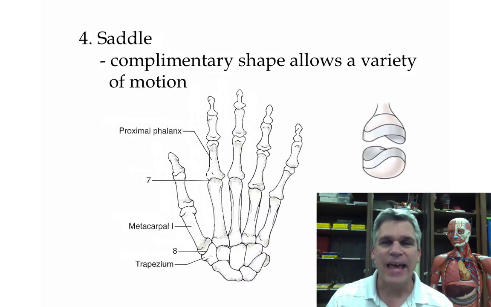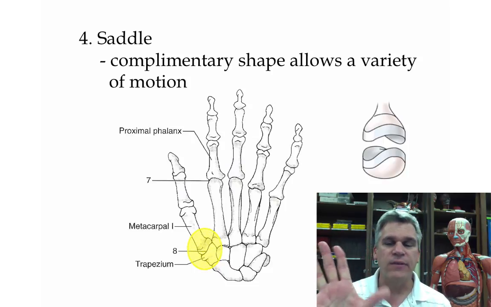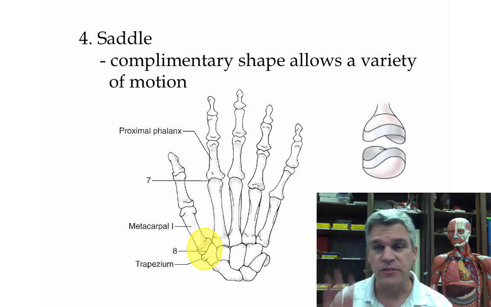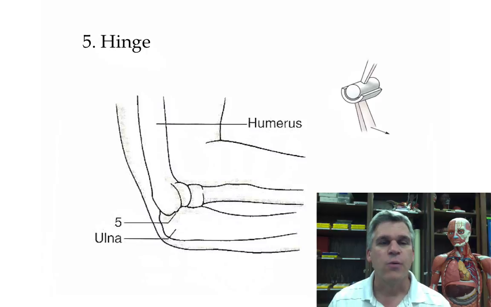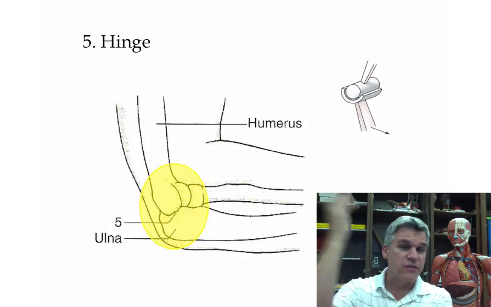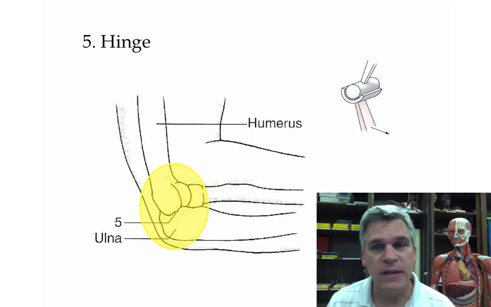Then we have a saddle joint. So a saddle joint is in the thumb. And so this gives us a variety of different motions that we can have, more so than what we get with the rest of our fingers. So this is our opposable thumb. We have a hinge joint. So for instance, in the elbow, this can only move in one direction. We can't move our elbow side to side. Same thing is found in the knee.